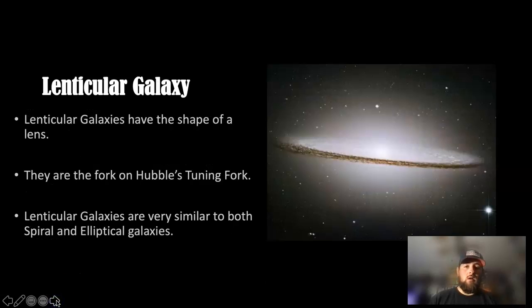Lenticular galaxies are another of the three classifications of the tuning fork. And on the right here is an example of a lenticular galaxy. Lenticular galaxies have the shape of a lens. They are on the fork of the Hubble tuning fork, and in a couple of slides from now, I'll show you a blown up version of the tuning fork. Lenticular galaxies are very similar to both spiral and elliptical galaxies.